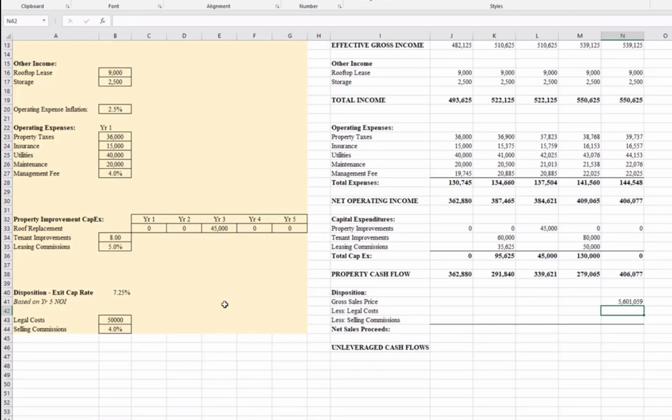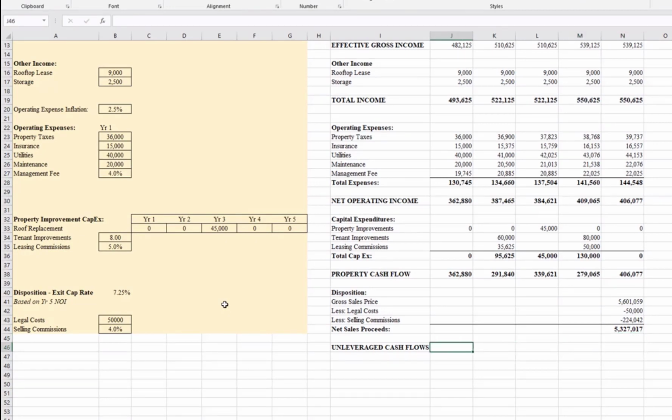I'm told that I've got legal costs of $50,000, so I'm going to put a negative there and refer to the sale, so that shows that that's a cost. I've got selling commissions. It's going to be 4% of the gross sales price, so I'm going to refer to the selling commission. Also refer to the gross sales price, and I've got a commission amount of $224,000. My net proceeds is going to be the sum then of these 3 items. So we're going to sell it and walk away with $5.3 million.